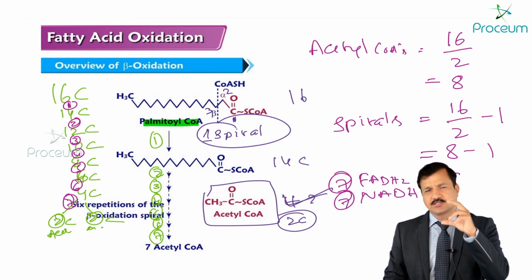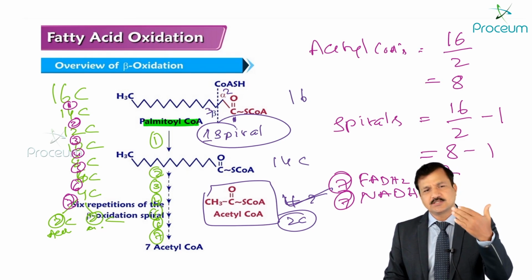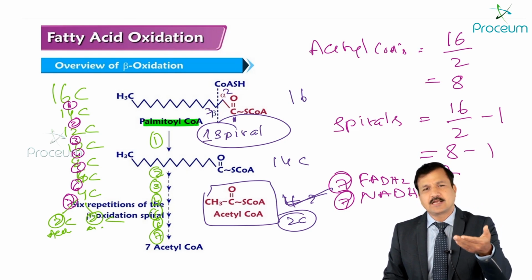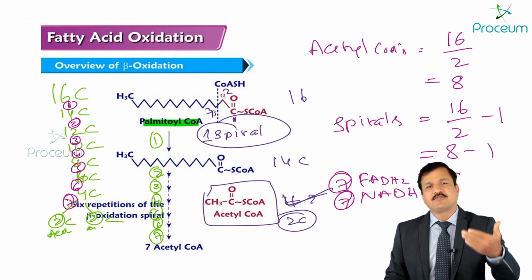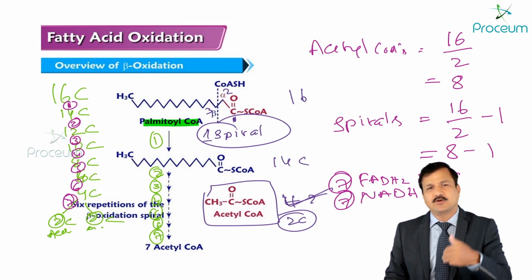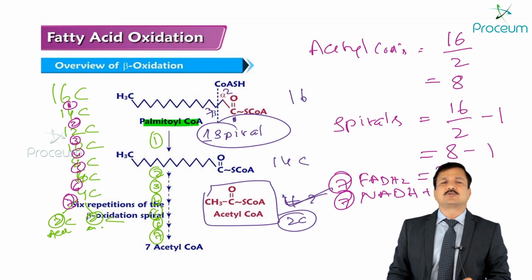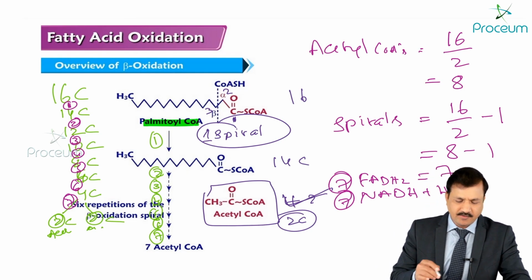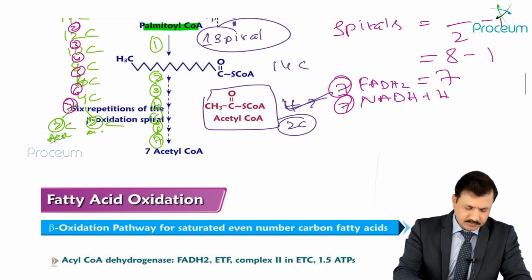All you need to do is just change the number of carbons according to the question. If a fatty acid is 16 carbon palmitic acid, 16 divided by 2. If a fatty acid is stearic acid, you know it is 18 carbon, 18 divided by 2. If a fatty acid is 20 carbon, 20 divided by 2. Like that, you change the number according to the type of fatty acid given.